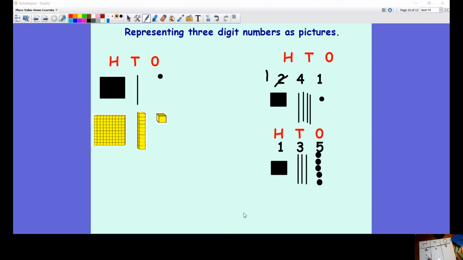So how many hundreds have I got here? I've got 4. So I need to draw the equivalent of 4 of these squares. One, 2, 3, 4. There we go. How many tens? I've got 3 tens, 3 skinny chips. And then I've got my ones. 1, 2, 3, 4, 5. Very simple. I know we've done this before, so this is something that we should find really straightforward.